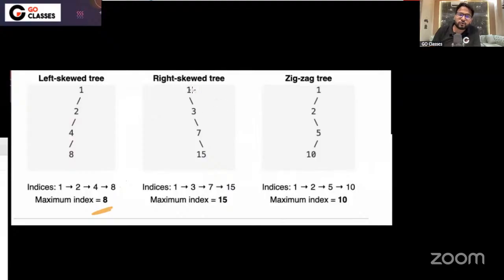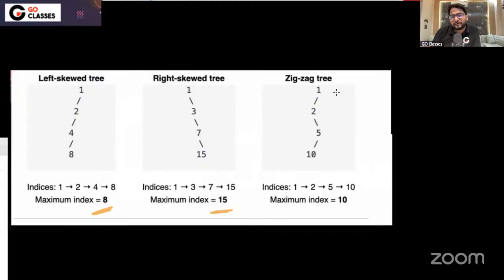But if it is right skewed, it will be stored at index 1, then at 3, then 7, and then 15. So if it is right skewed, this will be stored at index 1, this at 3, this at 7, this at index 15. I hope you are understanding. So you need an array of size 15.